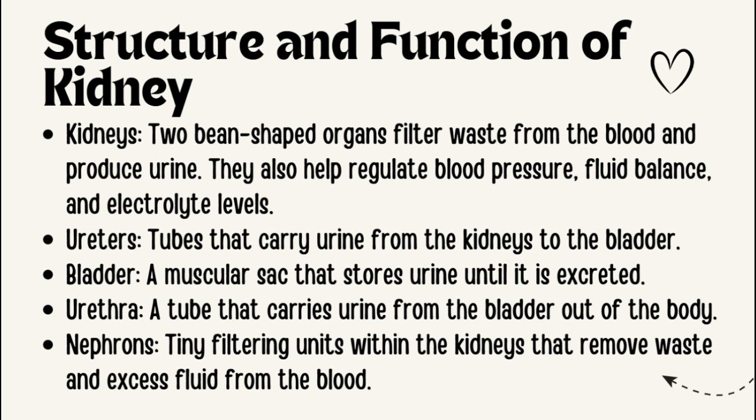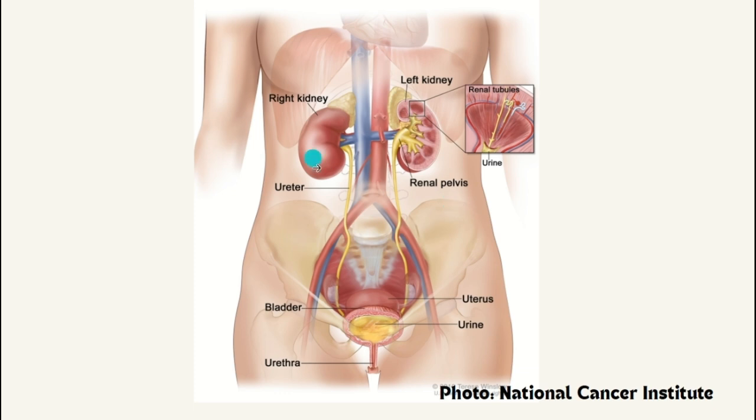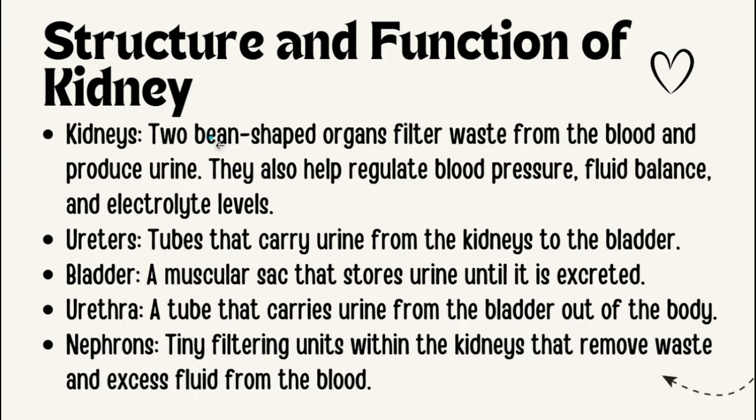Basically it filters waste from the blood, and that's so important because all that buildup in your body can literally kill you. It also helps to regulate blood pressure, fluid balance, and electrolyte levels. If we look at how it's shaped, we have two kidneys, a kidney on the right and a kidney on the left. That's the structure of it.